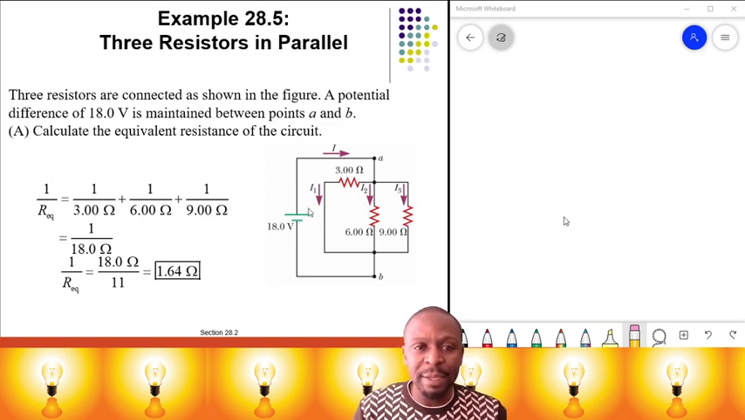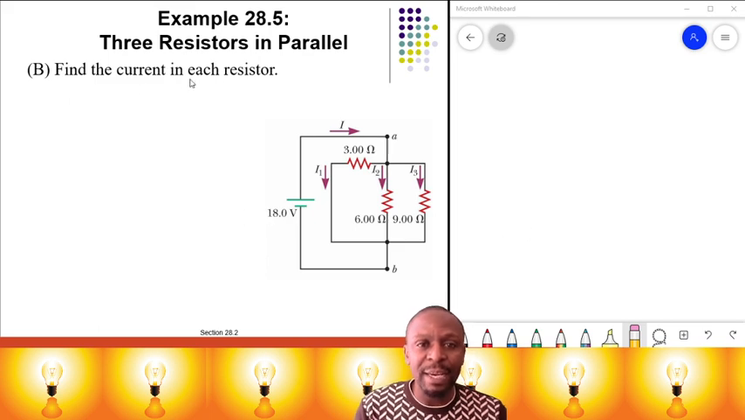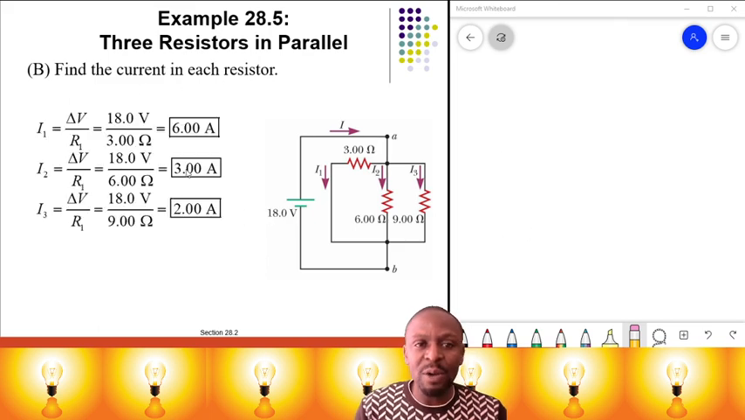And then from there, part B is saying find the current in each resistor. Now in order for you to get the current in each resistor, because they are connected in parallel, the potential difference there is just the same as the potential difference of the battery. Now in order for you to calculate the current on each resistor, you just have to use the resistance on each resistor. As a result, this is what you are going to have as your I1, and then your I2 is just going to be 3 and your I3 is just going to be 2.